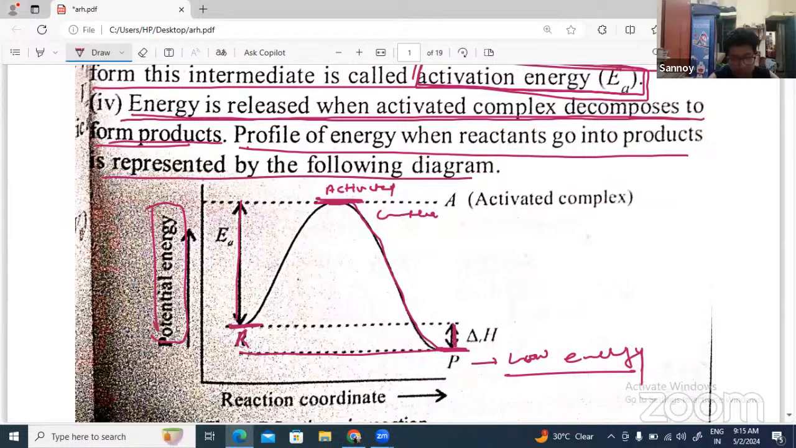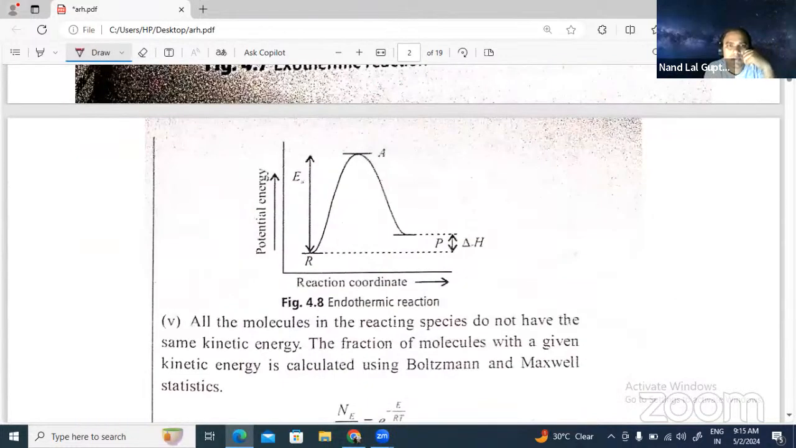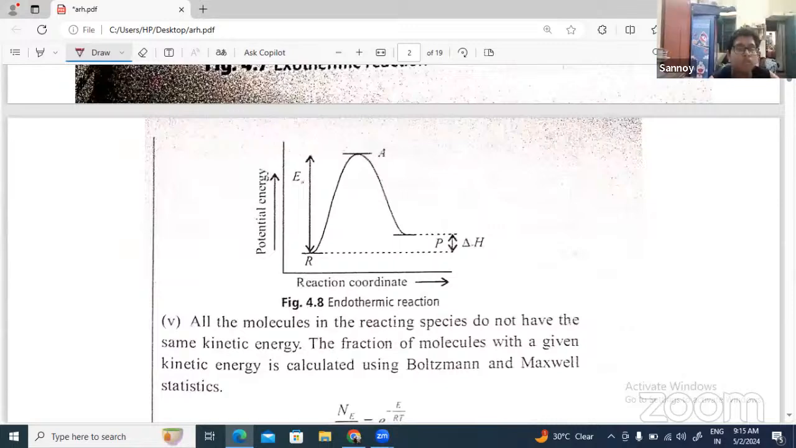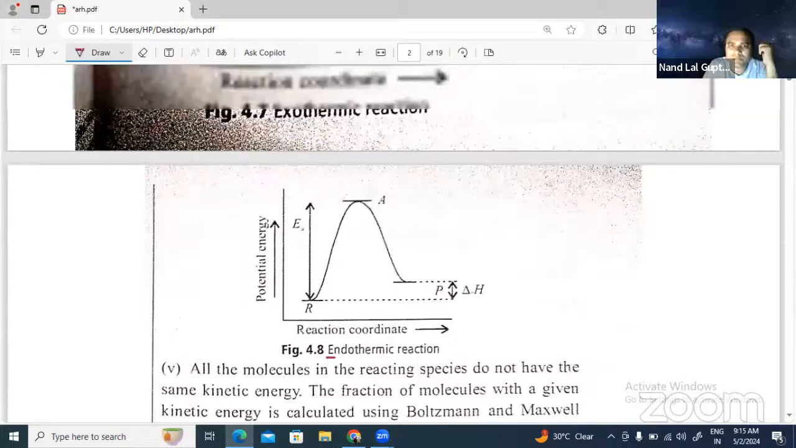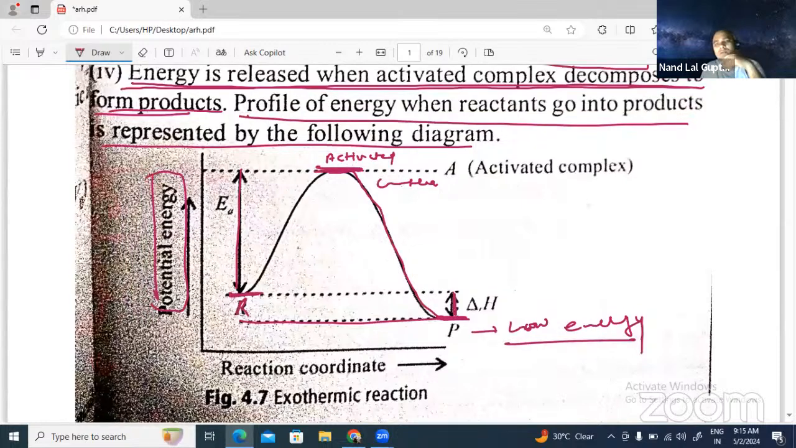Now, some more points are there here, Sanoy. This is the same graph, so you can show the diagram also. Then, please see. I will write, sir. No problem, no problem.